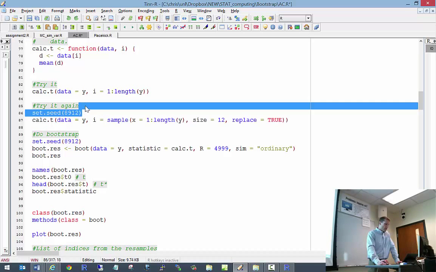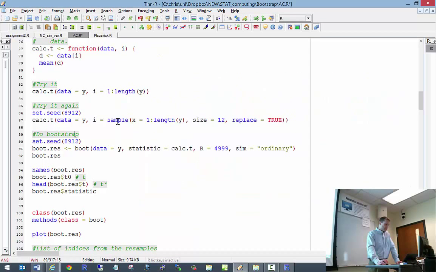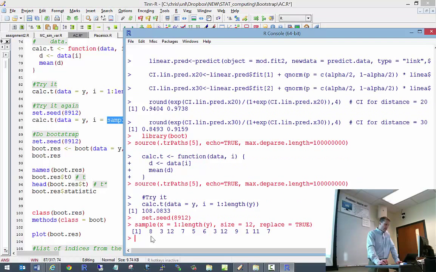So just to show you, here are my indices. Y8 is going to be my first observation in my resample. Y3 is going to be my second observation. So in other words, Y1 star is equal to Y8, and Y2 star is equal to Y3.